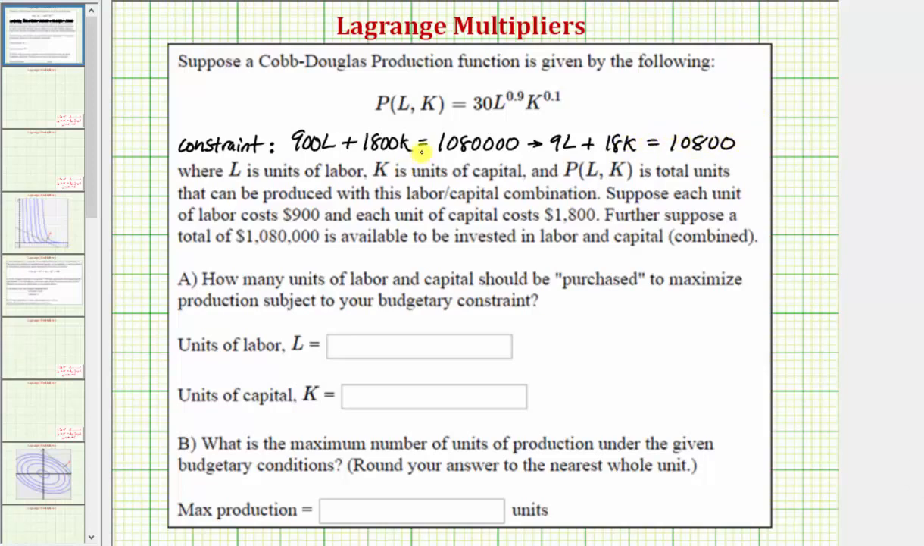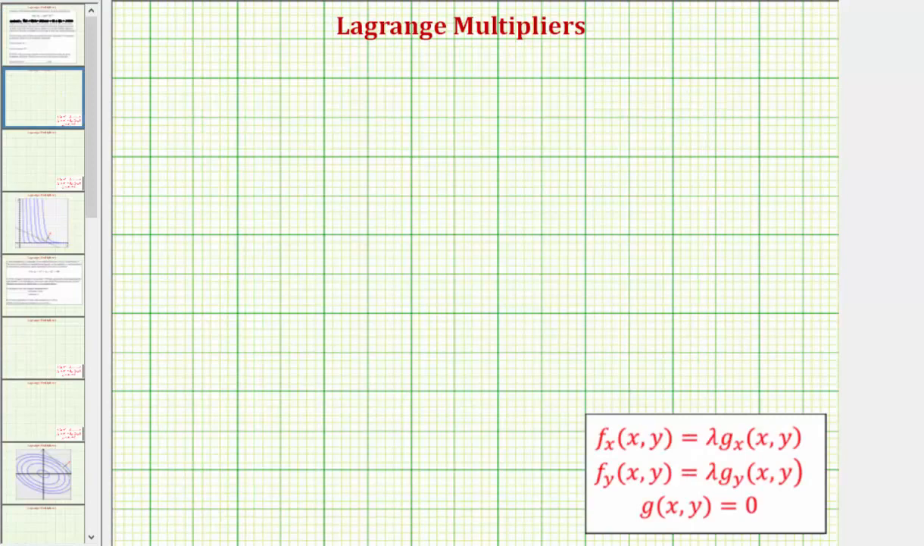And now we'll use the method of Lagrange multipliers to maximize P under this constraint. In general, if we have a function f(x, y), it is going to be maximized or minimized under the constraint g when the gradient of f is equal to some multiple lambda times the gradient of g, which gives us these first two equations, and the third equation is our constraint g(x, y) equals 0.